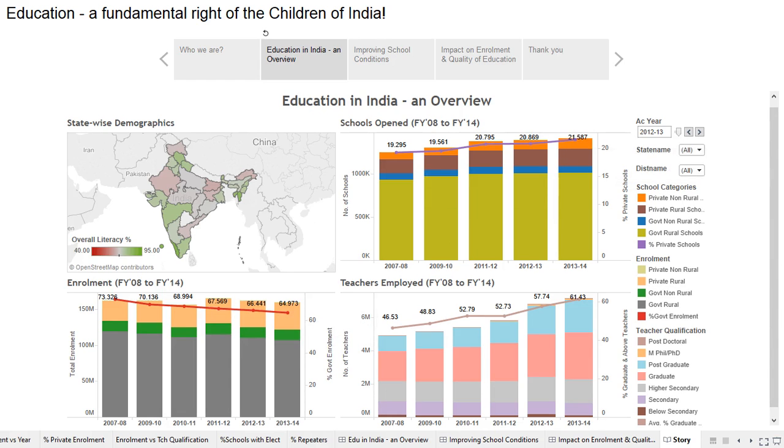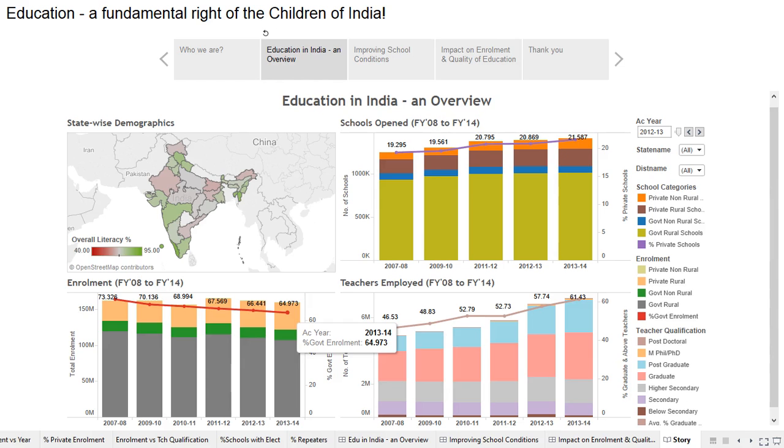To understand whether schools being opened are directly impacting our enrollment, we take a look at the enrollment for the same period. While the total enrollment numbers for the set period remain around 150 million, what's interesting to note again is that the percentage of students getting enrolled in government schools is reducing. What was 73.3% in 2007 and 8 has come down to 64.97% in 13-14.